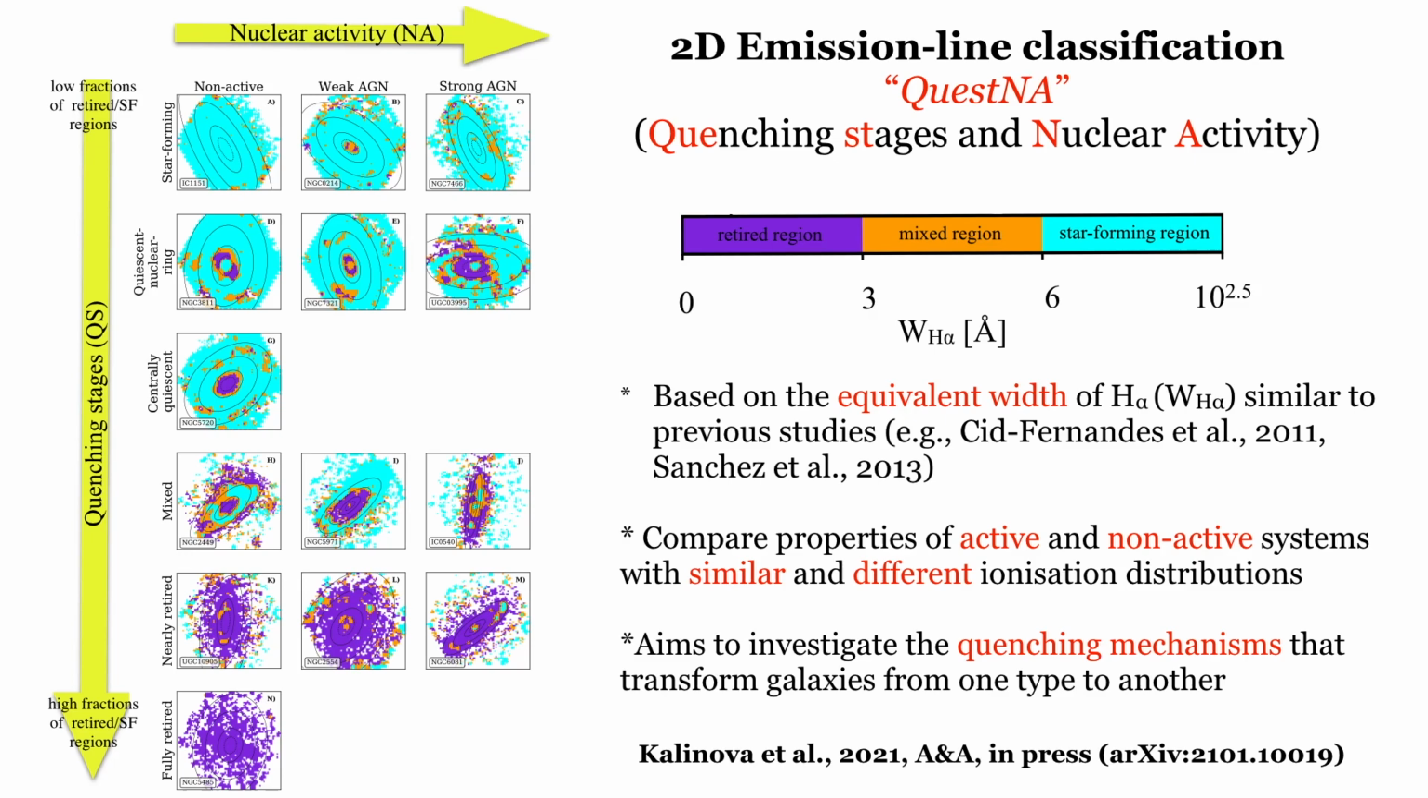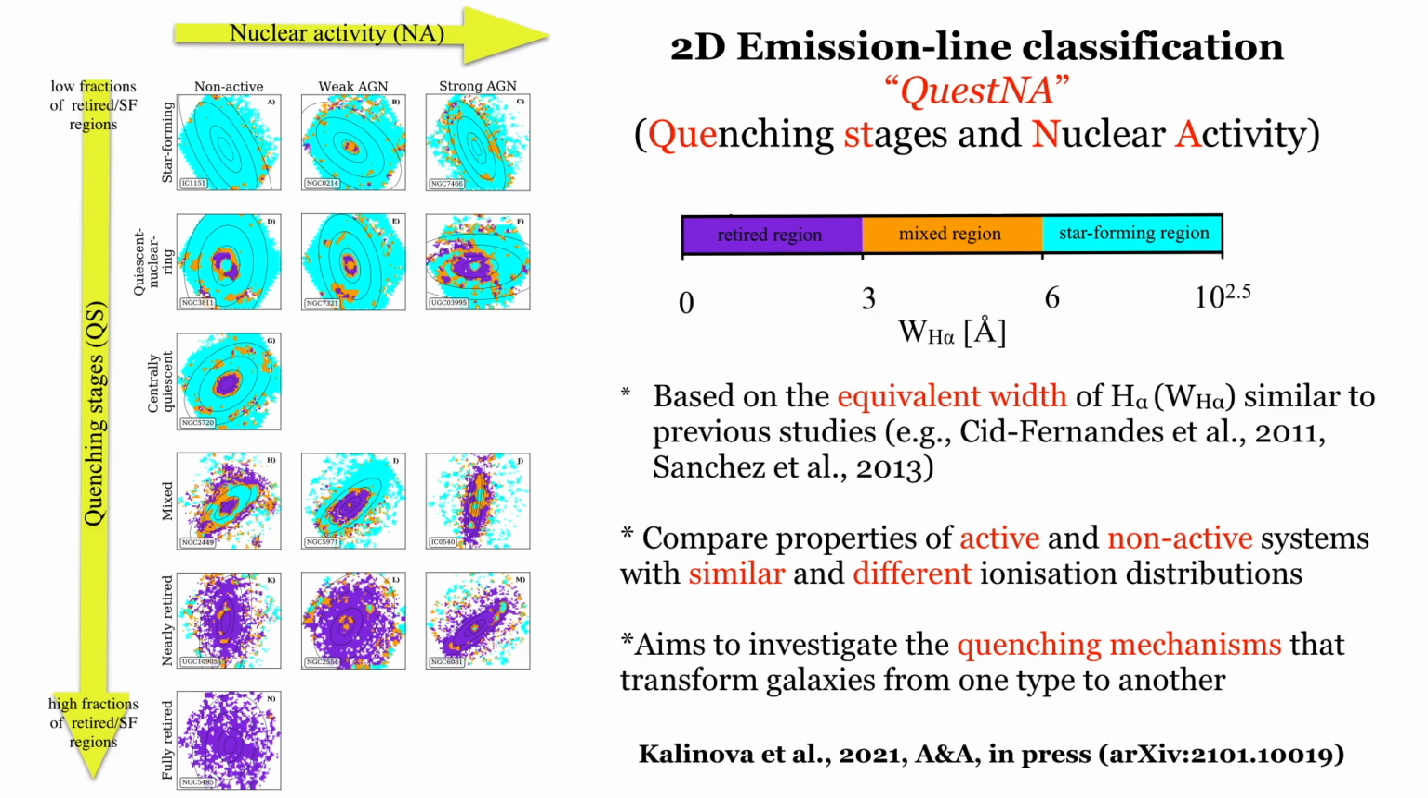2021. Overall, the classification uses the maps of the equivalent width of the H-alpha, we call it W H-alpha here, and certain thresholds of 3 and 6 angstroms to distinguish regions which are retired below 3 angstroms, mixed between 3 and 6 angstroms, and star-forming regions above 6 angstroms. That helps to define patterns in the ionized gas distribution of the galaxies and to find the corresponding quenching stage.